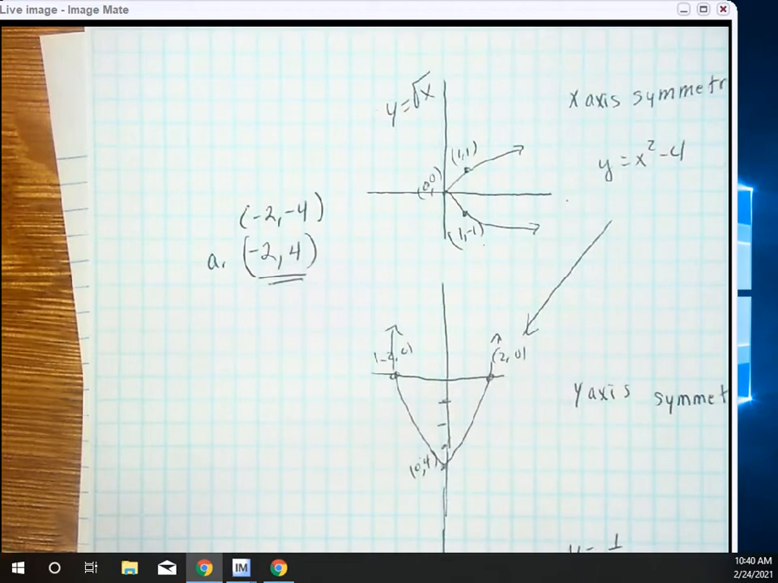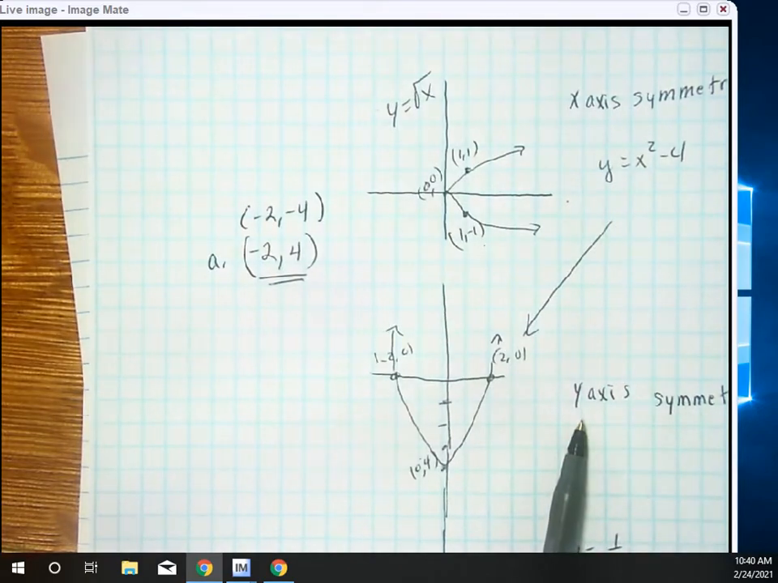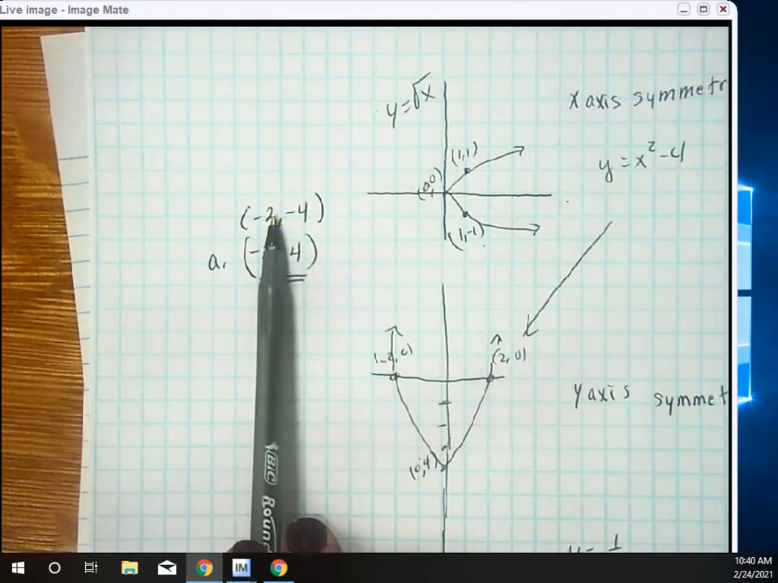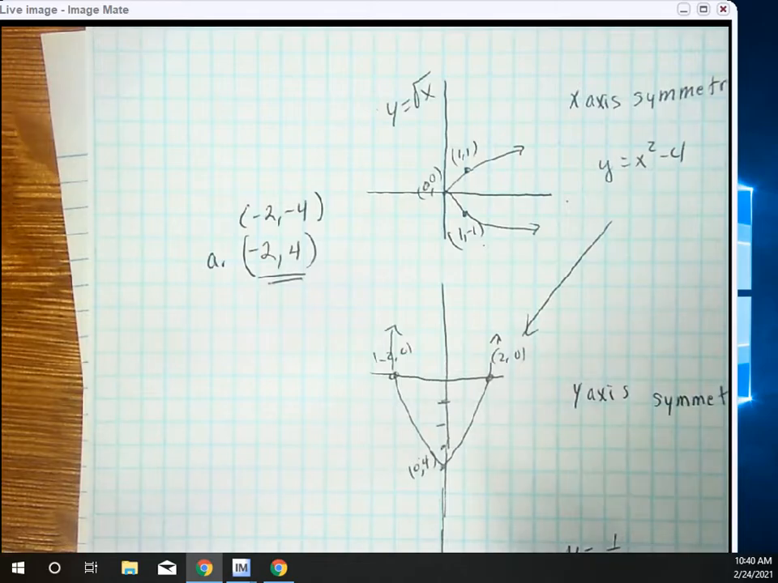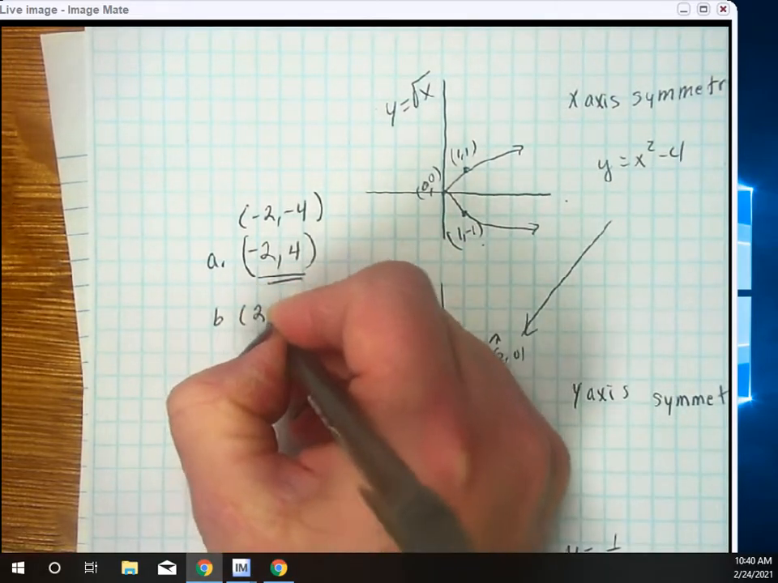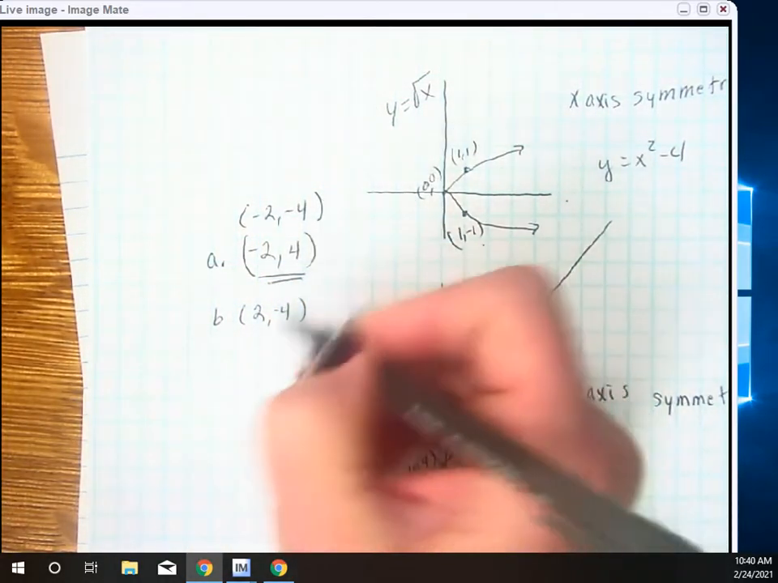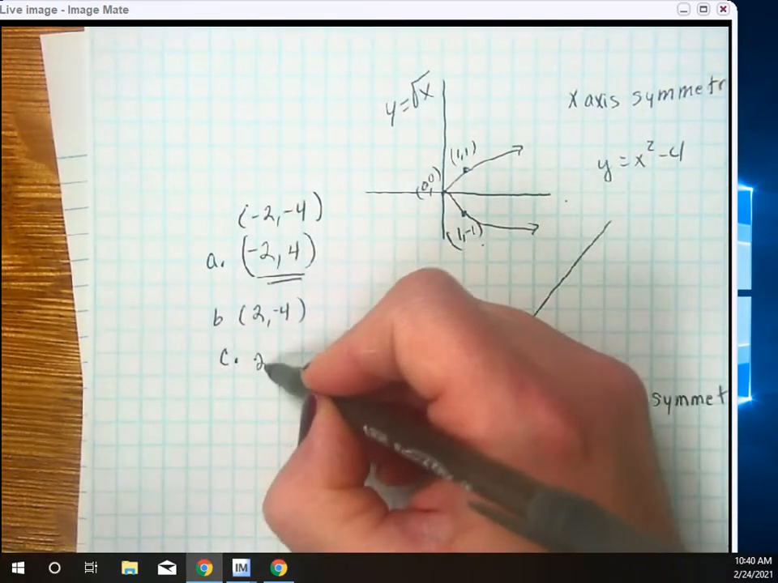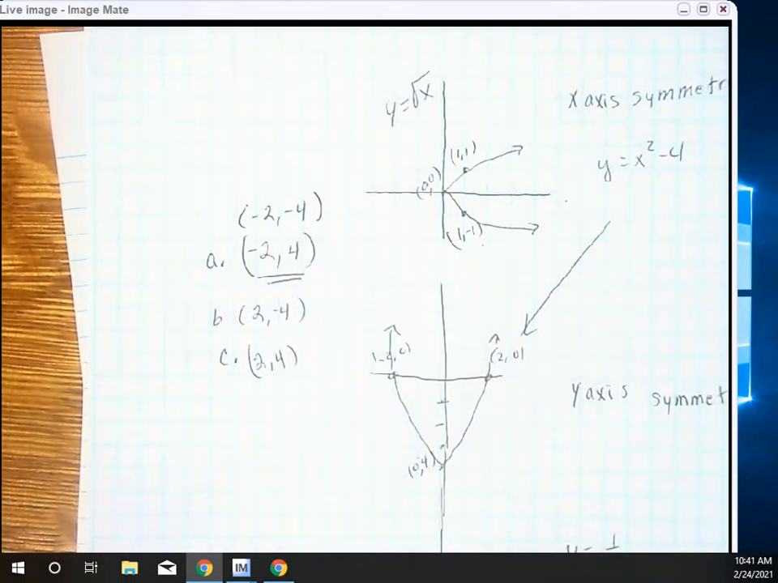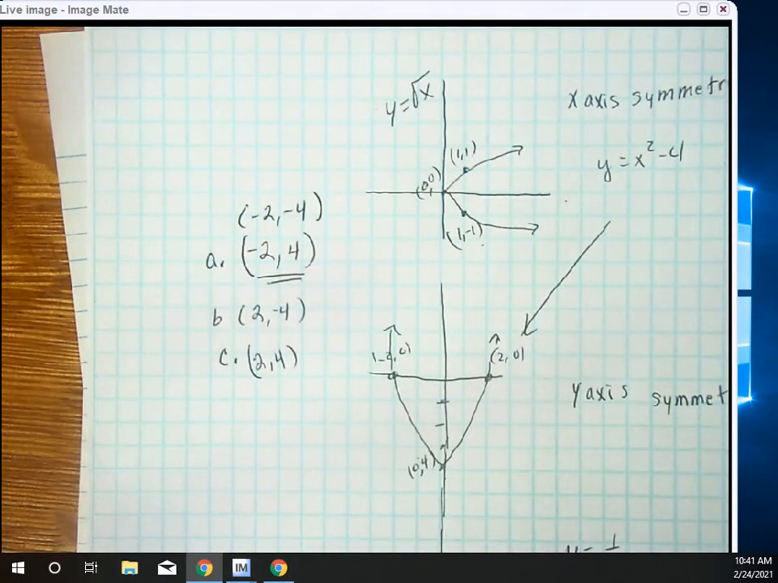Now we're going to do symmetry with respect to the y-axis. What changes from (-2, -4) if we're on the y? We're going to flip it. It's going to be (+2, -4). And now for the origin, both of them change to the opposite. Are you okay with that one?